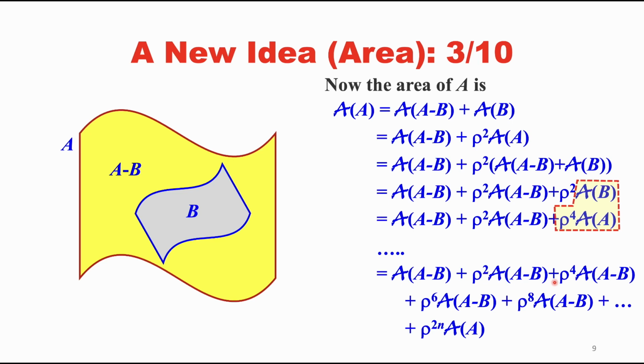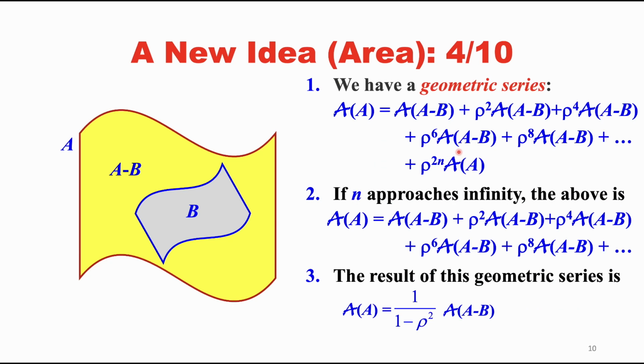Now, the only difference between this and the linear case is, in the linear case, we have rho, rho squared, rho to the cube, and so on. But now for area, it's rho squared, rho to the fourth power, rho to the sixth power, and so on. This process, of course, can continue.